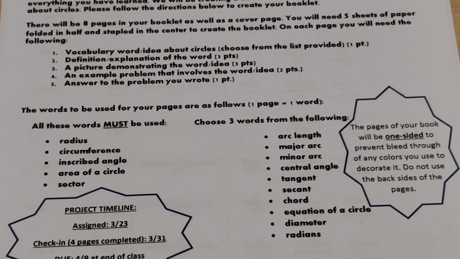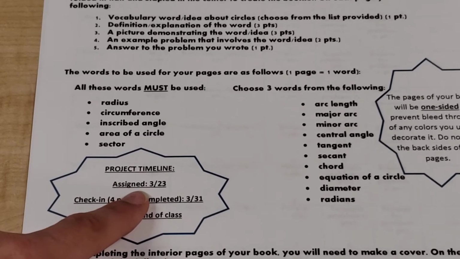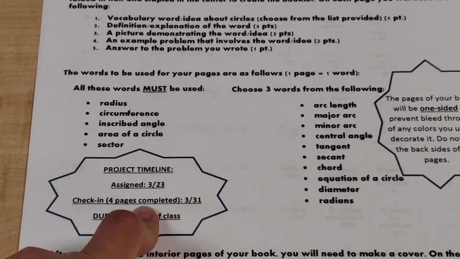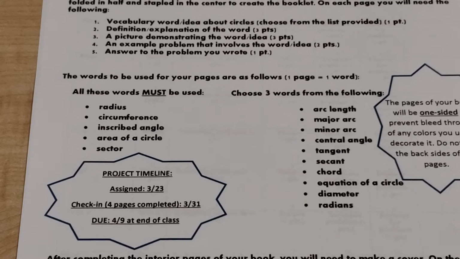So now, project timeline. We are assigning this project on March 23rd. On the 31st of March, we're going to require that you turn in pictures of your 4 completed pages. At that point, you must have 4 pages completed. Okay, March 31st, 4 pages completed. That's a little bit over halfway through the project. And then it is due on April 9th at the end of class. So please make sure you've got all that stuff done on time.